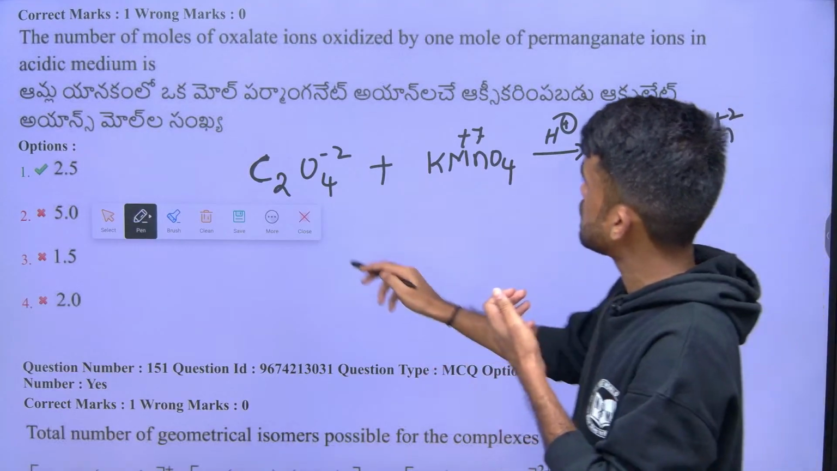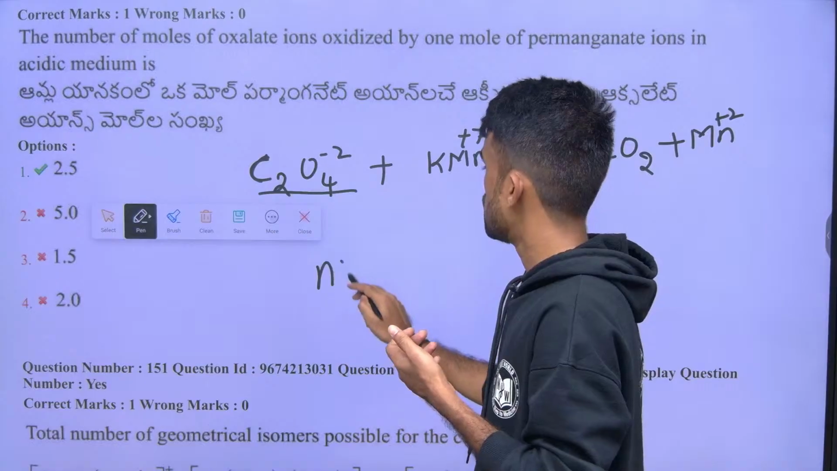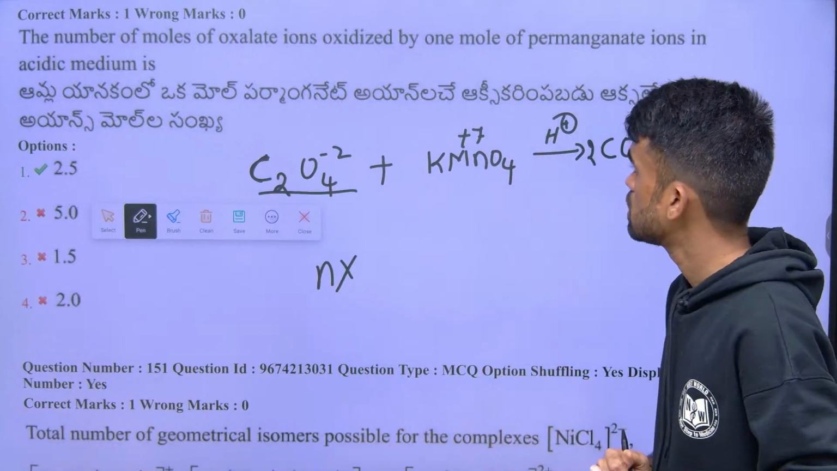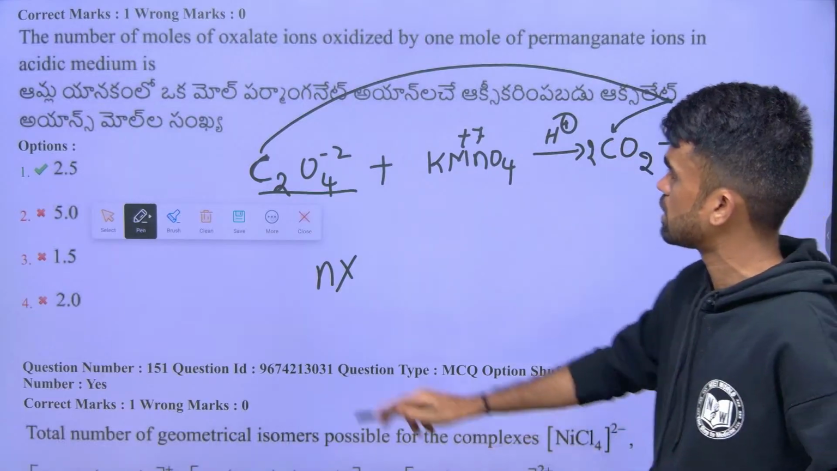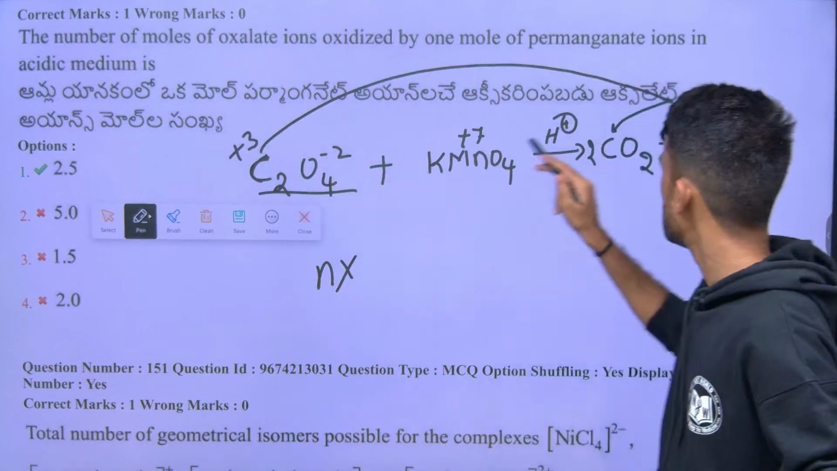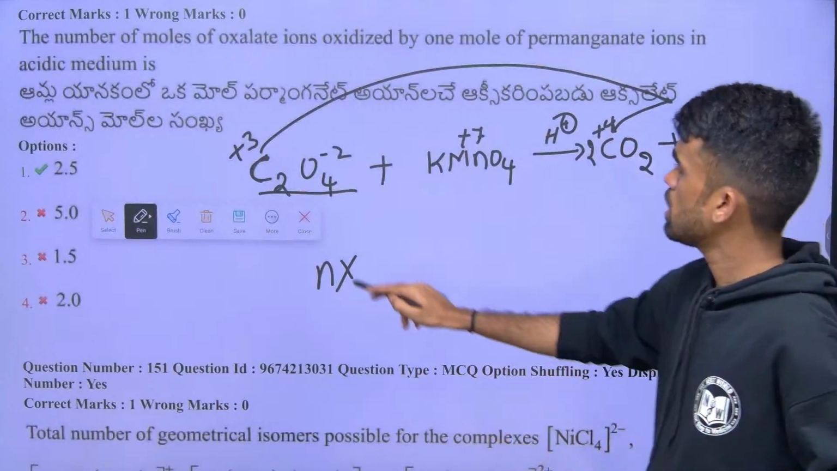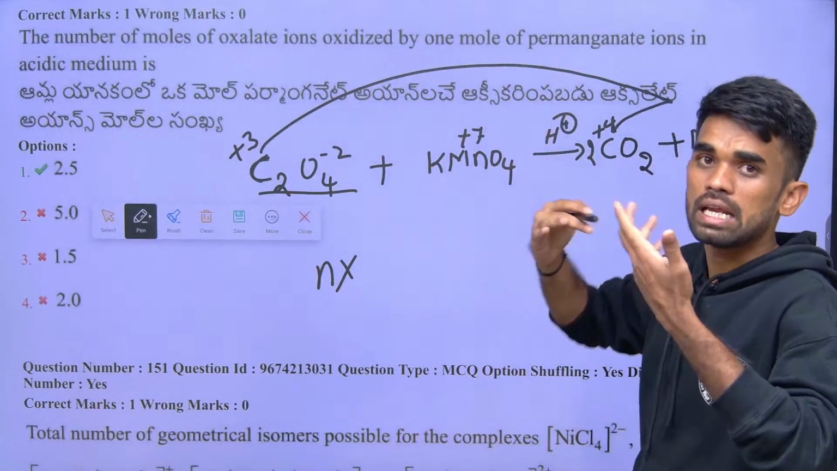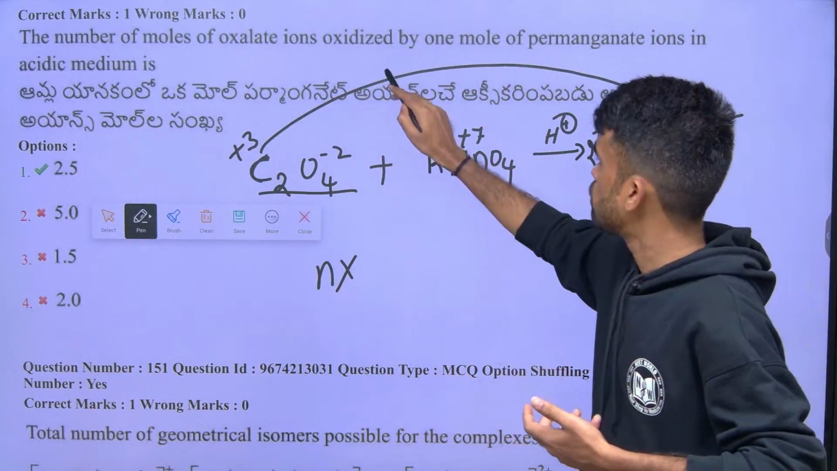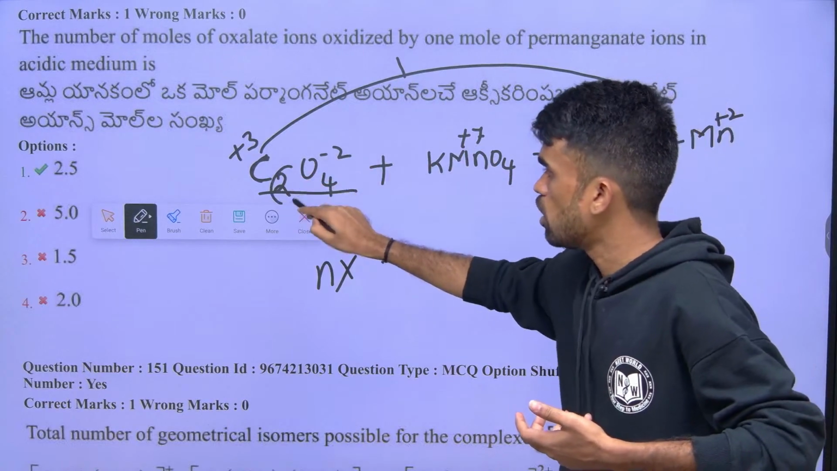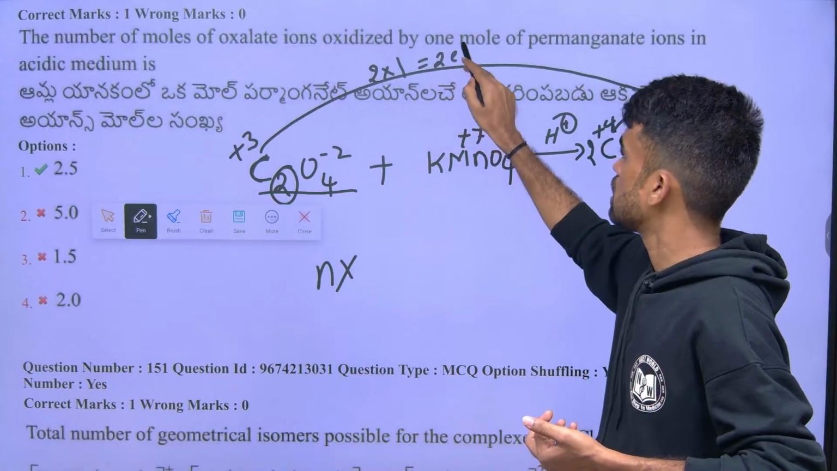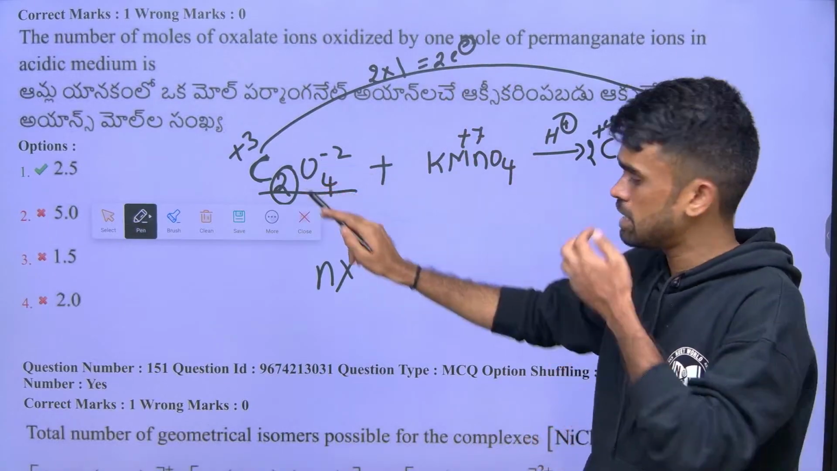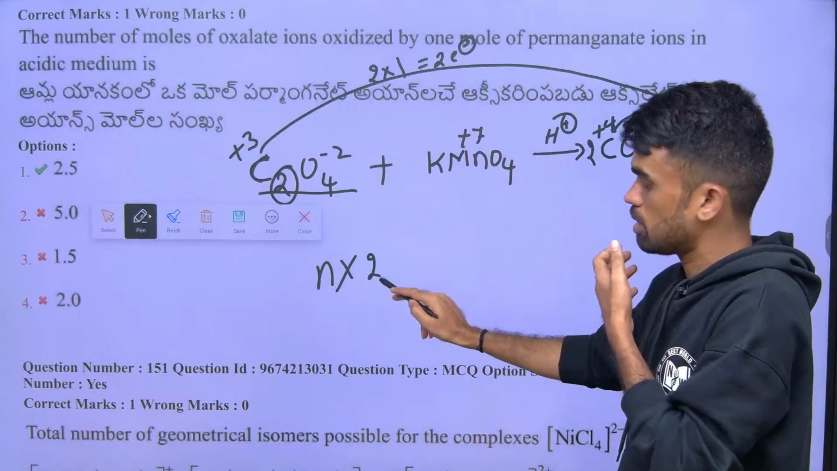So, the number of moles of oxalate ions, I am taking as n. Now from C2O4 to CO2, here the oxidation state is +3, and here it is +4. So +3 to +4 means how many electrons are involved? 1 electron for 1 carbon, and there are 2 carbons, so 2 into 1. So 2 electrons are involved. The n-factor for oxalate will be 2 here.